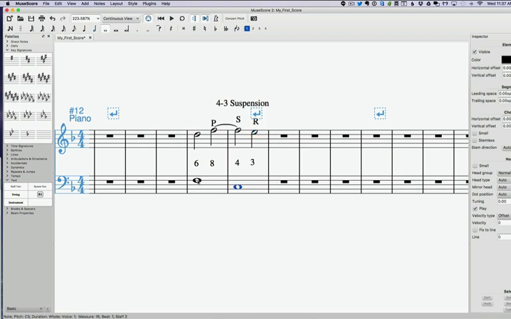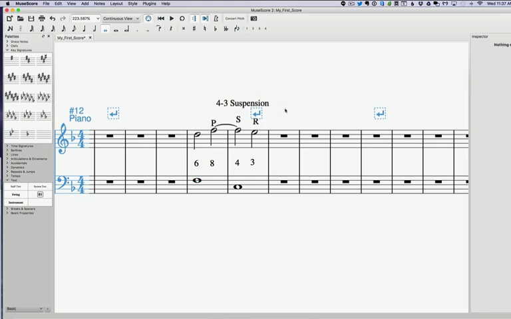And it has a particular sound. Let's hear it. Like that. See how it wants to resolve even more. But that is a 4-3 suspension, a fourth resolving to a third.